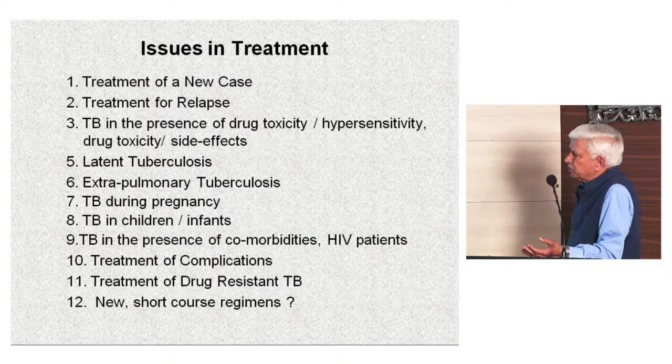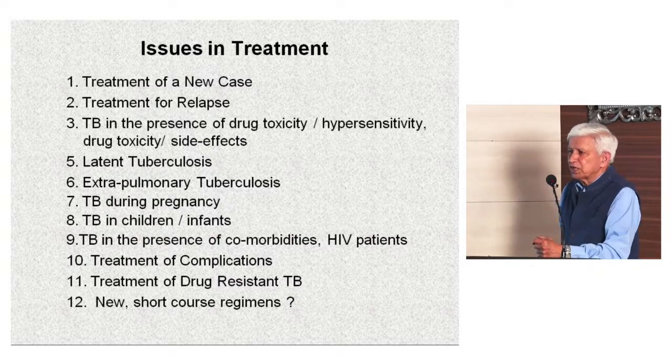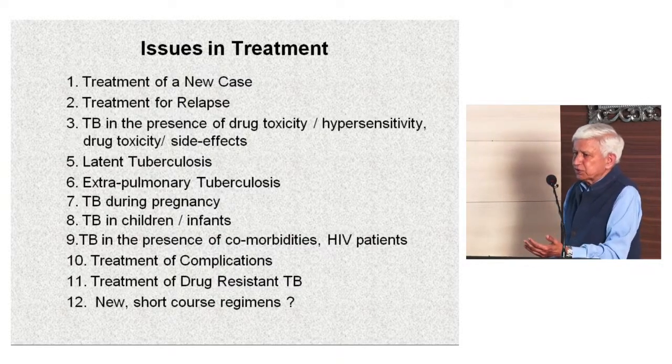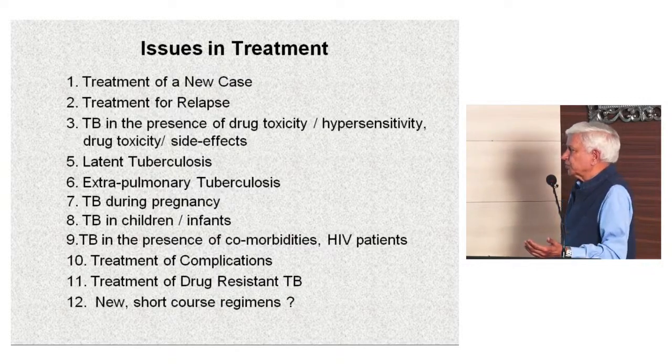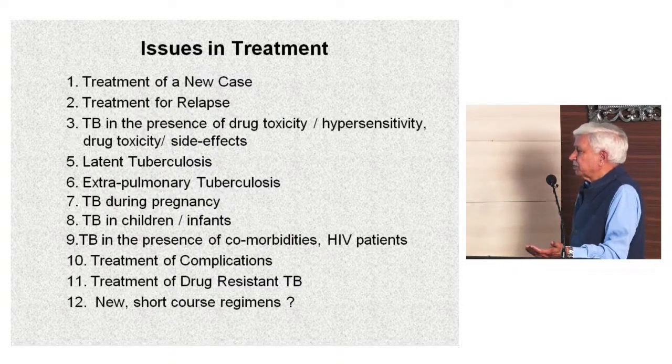We will also briefly touch upon latent tuberculosis, because for eradication, it is very important that tuberculosis is treated before it becomes clinical tuberculosis. There are special issues during pregnancy, in children, infants, and in the presence of other comorbidities like diabetes and HIV. Treatment of complications is important. And then, as I said, drug resistant TB.